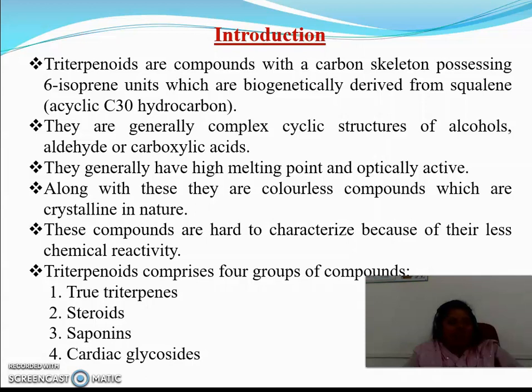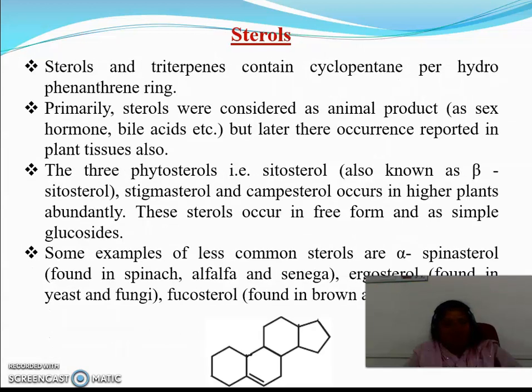Colorless in nature with crystalline structure. To recognize or to characterize these compounds is quite hard because they possess less chemical reactivity. These triterpenoids are divided into four broad groups such as true triterpenoids, steroids, saponins and cardiac glycosides.